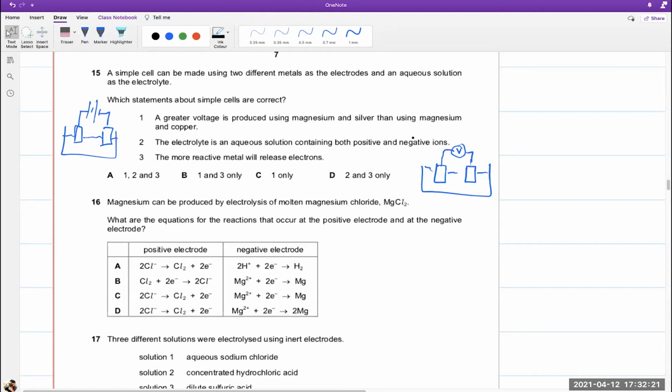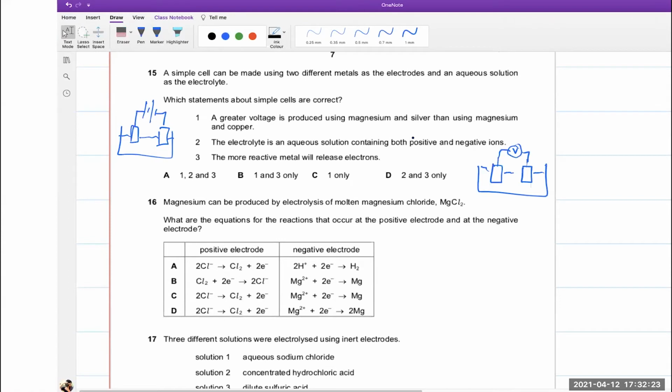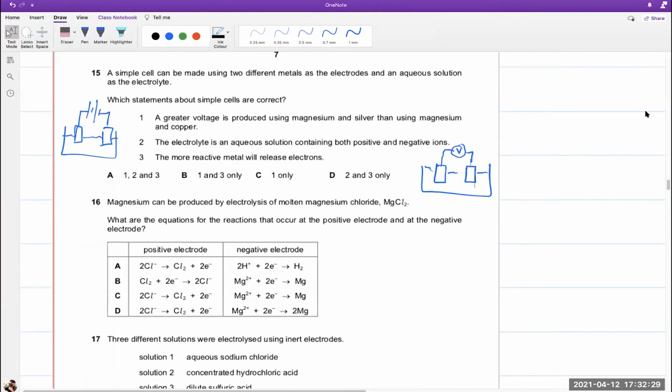अच्छा, अब ये बात क्या हुई कि more reactive metal will release electrons? इस बात का मतलब क्या है? इस बात का मतलब ये है कि जो हमारे पास ज्यादा reactive metal है, it's going to lose the electrons, and the less reactive one is going to accept them. It's a redox reaction, right? The more reactive one is going to lose it, the less reactive one is going to gain it.